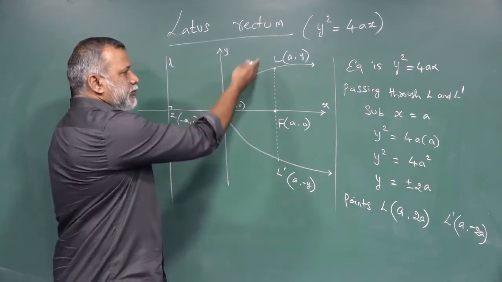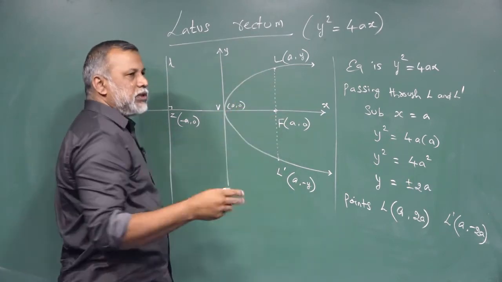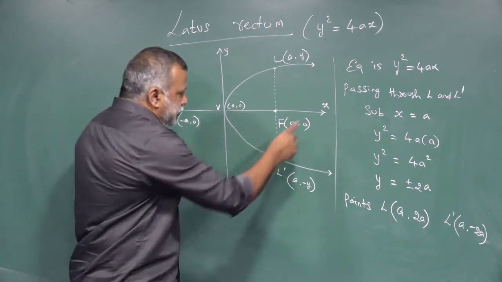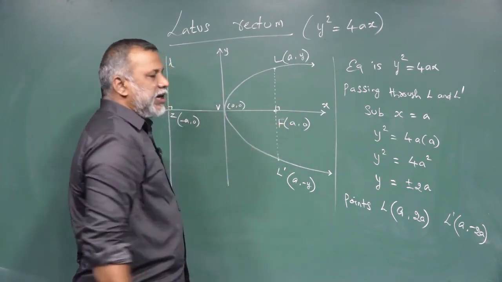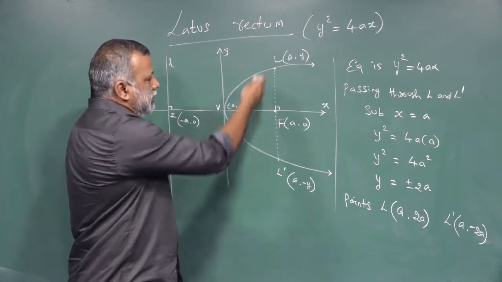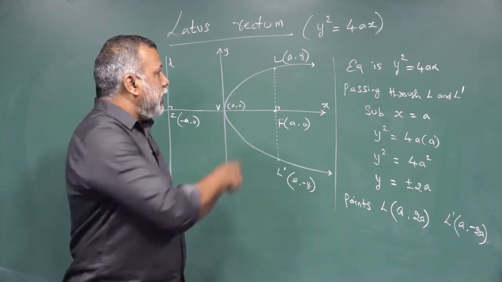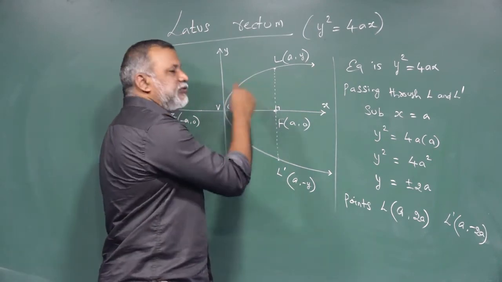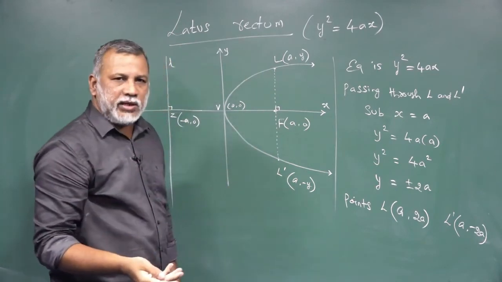See, once again, this dotted line is called the focal chord. It passes through the focus, so it is called a focal chord, which is perpendicular to the axis of the parabola. So that is the definition of the latus rectum. So we are going to find the length of the latus rectum, as well as L and L dash, which are called endpoints.